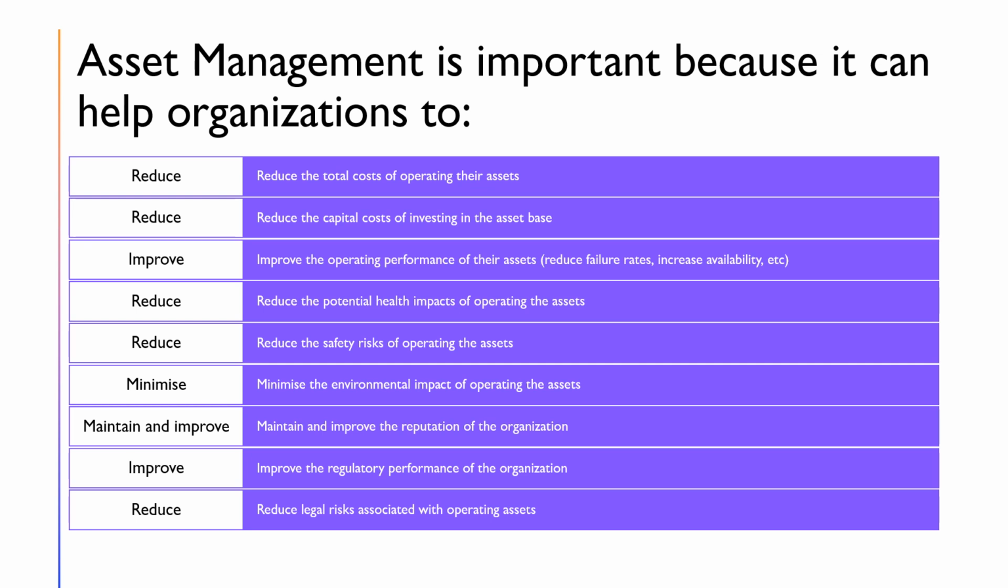Asset management is important because it can help organizations to reduce the total cost of operating their assets, reduce the capital cost of investing in the asset base, improve the operating performance of their assets, reduce the potential health impacts of operating the asset, reduce the safety risk of operating the asset, minimize the environmental impact of operating the asset, maintain and improve the reputation of the organization, improve the regulatory performance of the organization, and reduce legal risks associated with operating the asset.